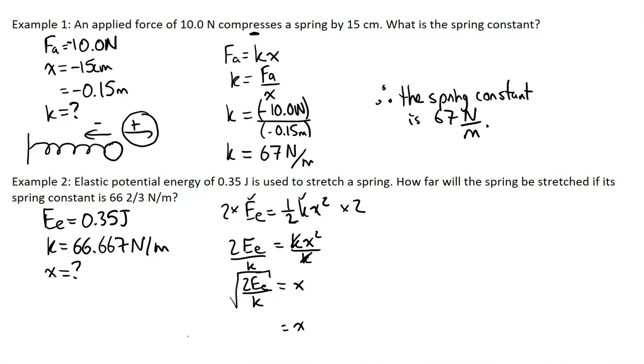And so when I sub those values in, it should be relatively straightforward. We've done much more complicated questions than this. It's 2 times 0.35 joules, divided by 66.6 repeated newtons per meter. And we arrive at an answer of 0.102. Actually, 2 sig digs would be 0.10 meters.